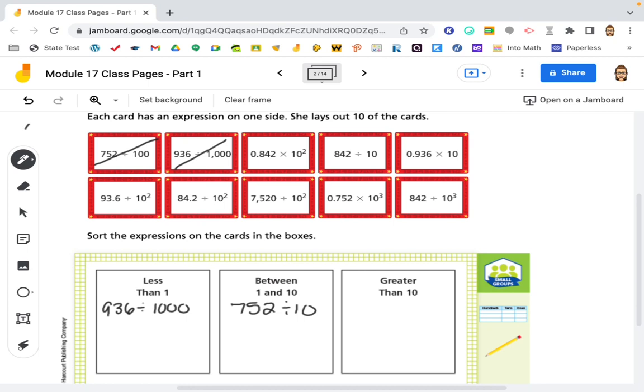Then we have 842 times 10 to the second power. That means that we move our decimal point over 2 times to the right. So that's going to give me an answer greater than 10. Then we have 842 divided by 10. 10 is going to go into that more than 80 times, so that's greater than 10.